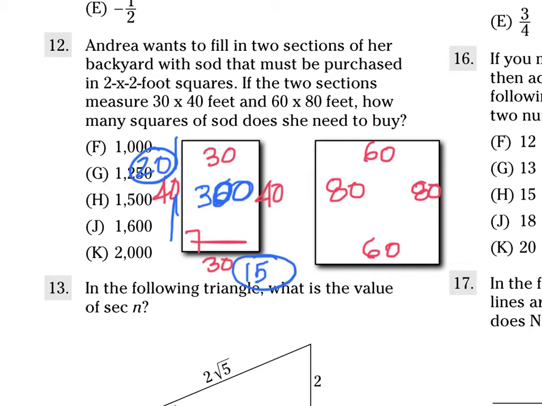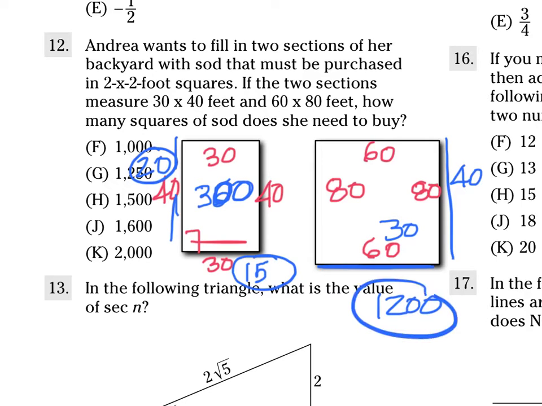And then for this over here, how many 2-foot sections can I have on the 60? 30. And how many 2-foot sections this way? 40. 30 times 40? Is 1,200. So 1,200 and 300 is 1,500.